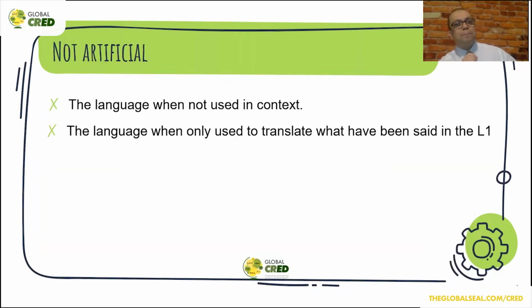For our students, it's very artificial when we only use the target language to translate what we just said in the first language, in the native language, in their language. I have seen many classes where the teacher is explaining in English about the target language. So guys, in Spanish, there are two verbs for the verb to be. You have ser and you have estar. And each one of those verbs has different uses.